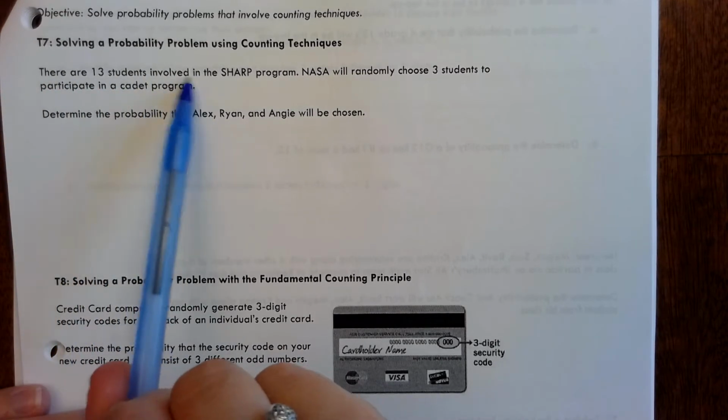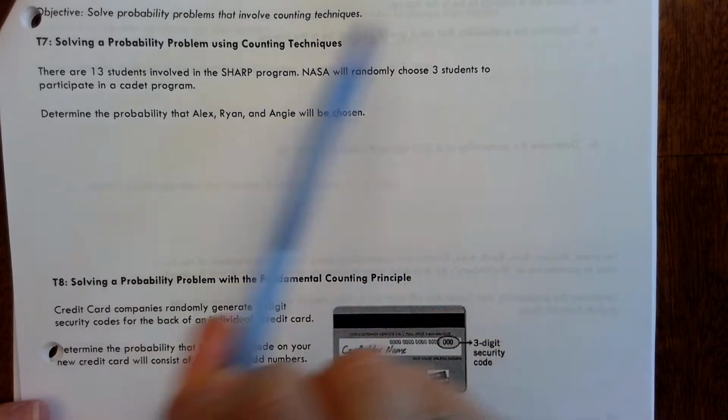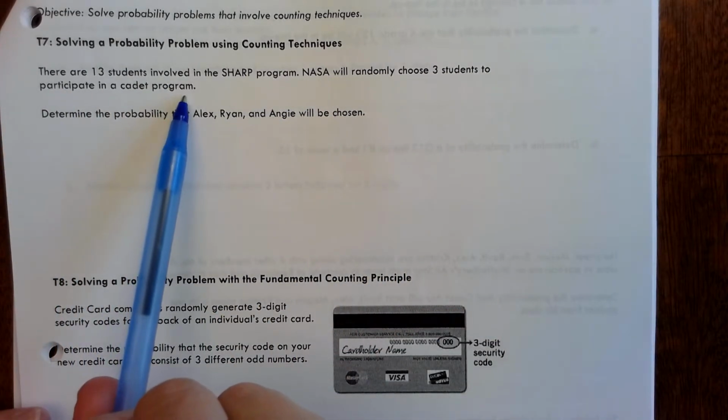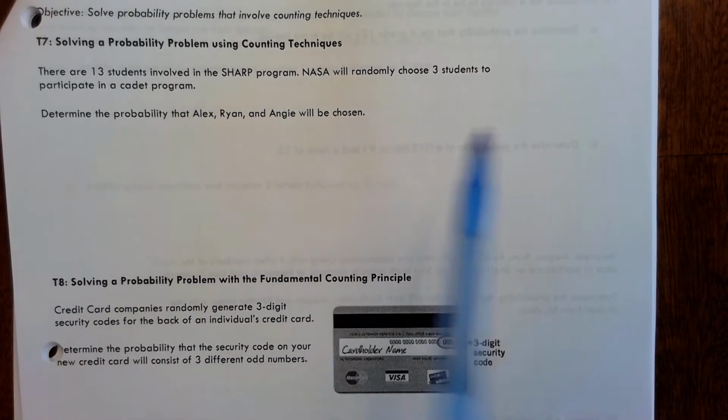There are 13 students involved in the SHARP program. NASA will randomly pick 3 students to participate in a cadet program. I don't know what these programs are, but I'll believe you. Determine the probability that Alex, Ryan, and Angie will be chosen.